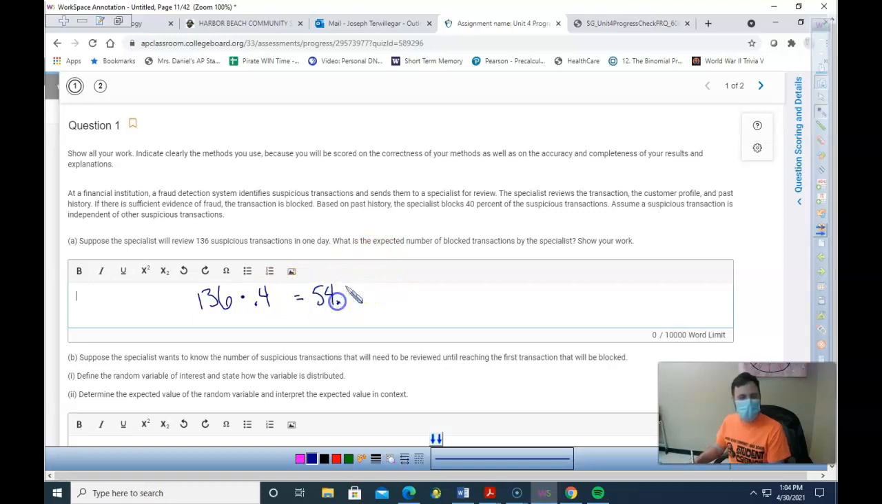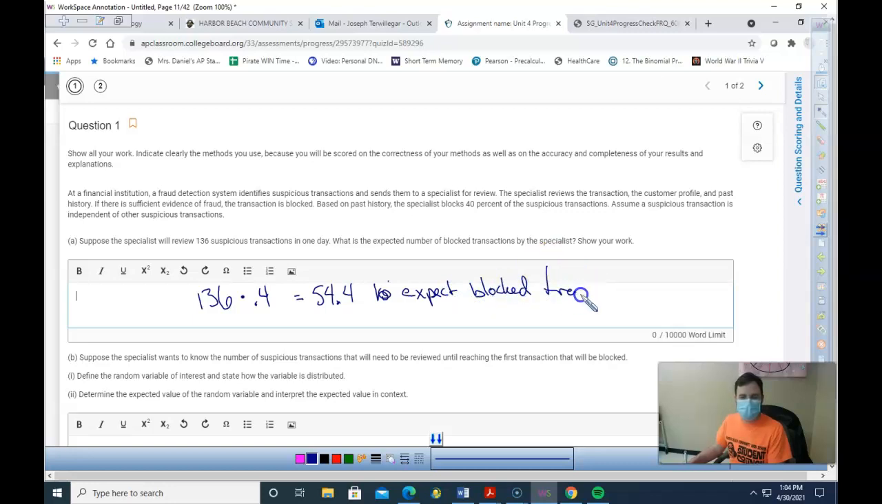They would have actually accepted any answer between 54 and 55. So you could have rounded down or rounded up, but you'd have to put expected blocked transactions.